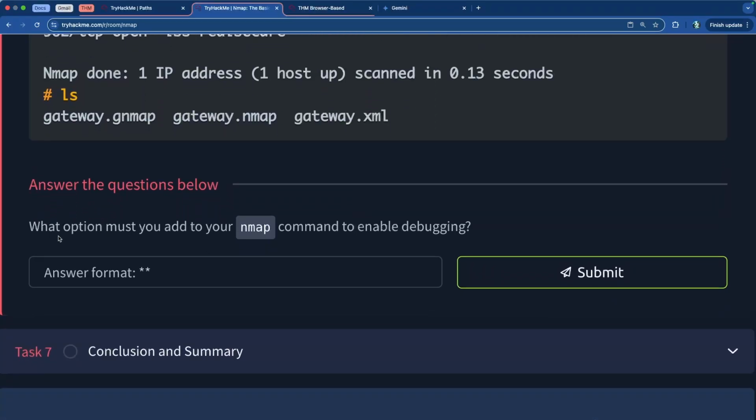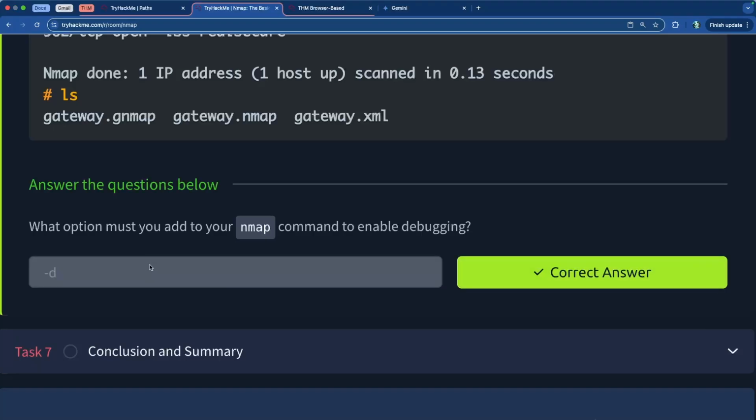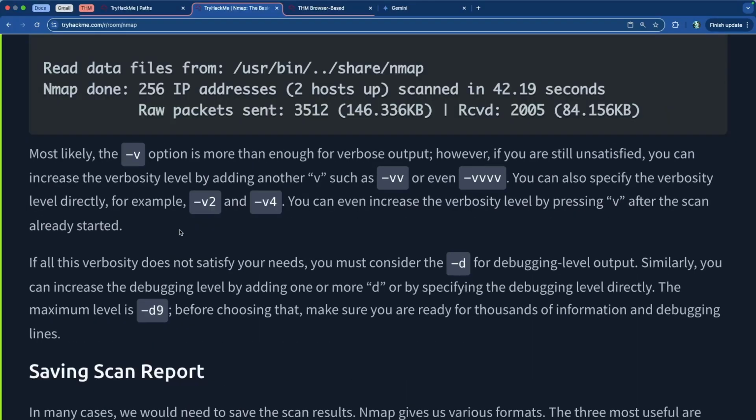So what option must you add to your nmap command to enable debugging? And that is throwing some Ds on this thing. So -d is the answer for that.